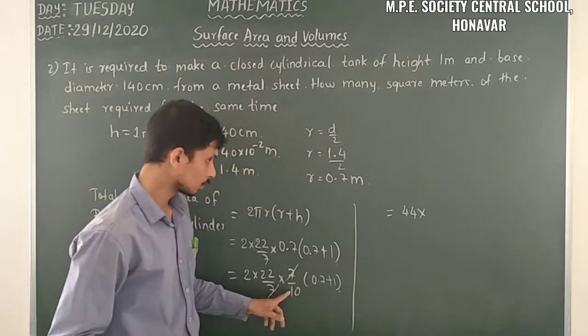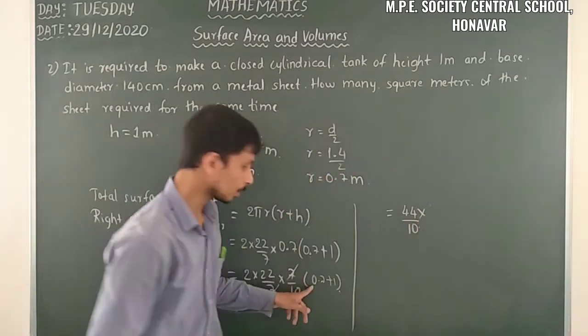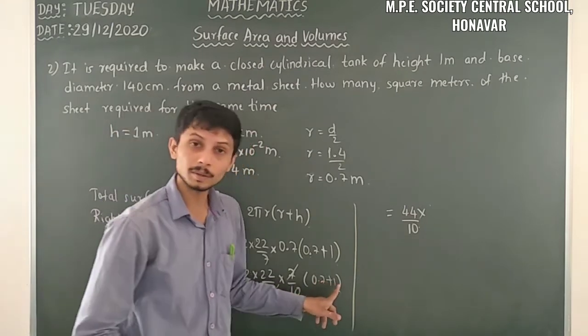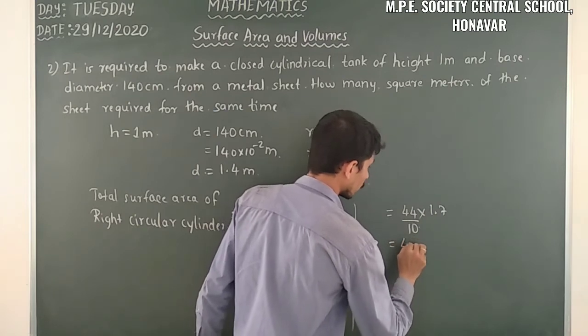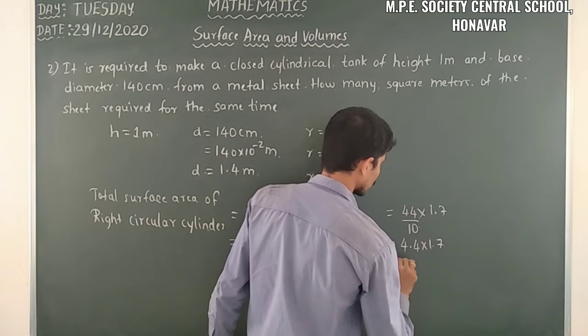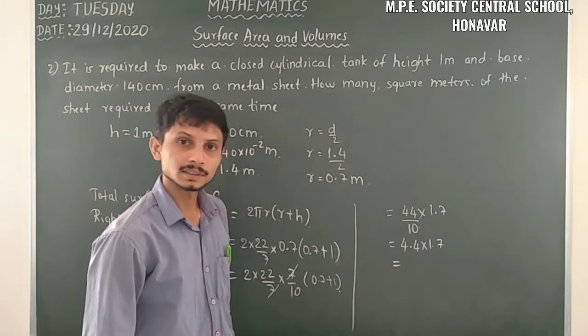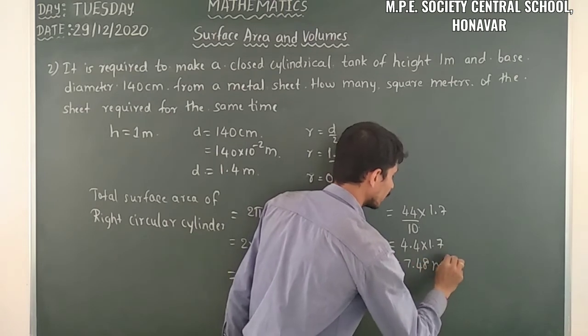44 divided by 10, into 0.7 plus 1, so that's why it is 1.7. Here we have 44.4 into 1.7, so the answer is 7.48. You can calculate 7.48 meters square.